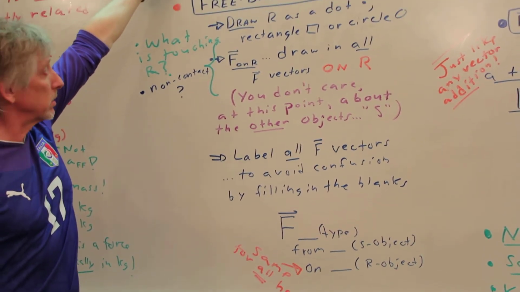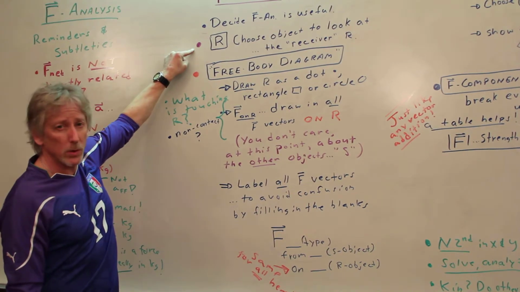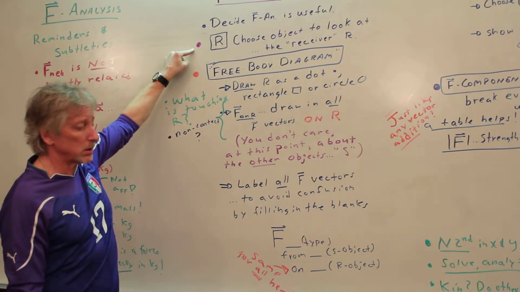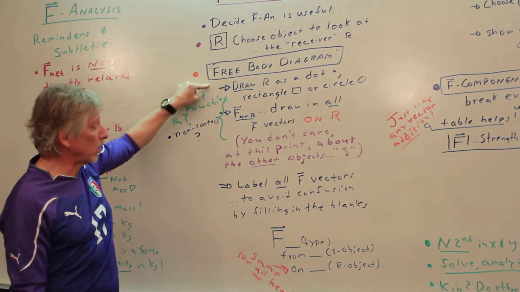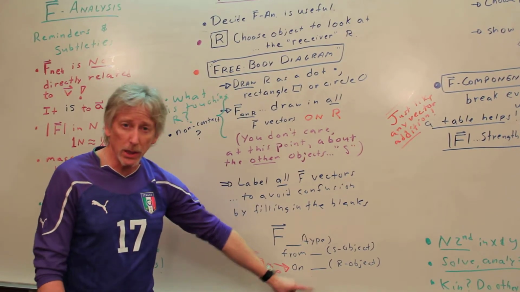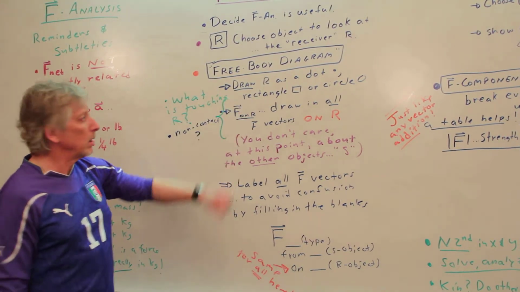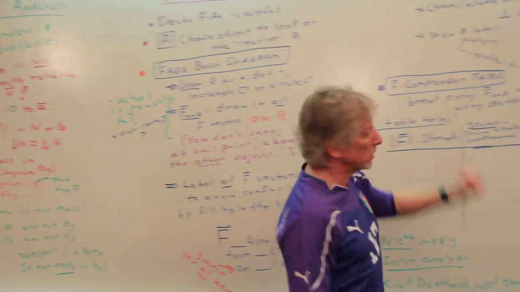Decide to do it. Just realize you've got choices. Once you see that, that's going to be pretty good. Choose your object. What are you focusing on? Free body diagram for that guy. All the forces. Just stick them in. Label them. From what? On that thing. All right, cool. Now what do you do? You got a bunch of vectors. You got a picture. All right. Well, let's come over here.